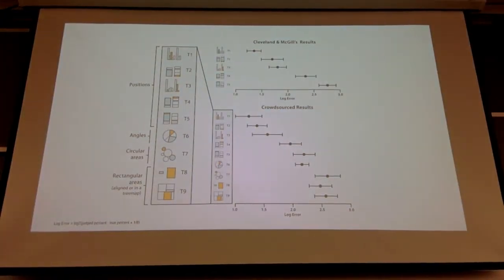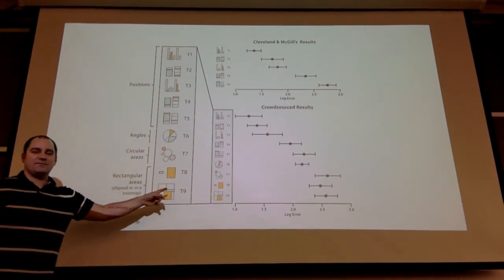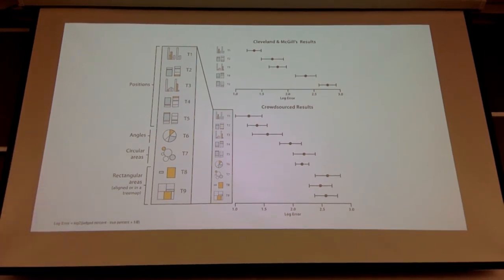And so bubble charts are extremely popular. If you look at things like the New York Times, I've shown you examples today. They're popular because people like circles. But they're not necessarily very accurate. But also squares by themselves, so the size of a circle or the size of a square, are not very accurate.